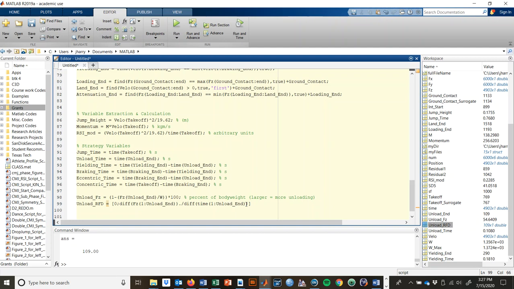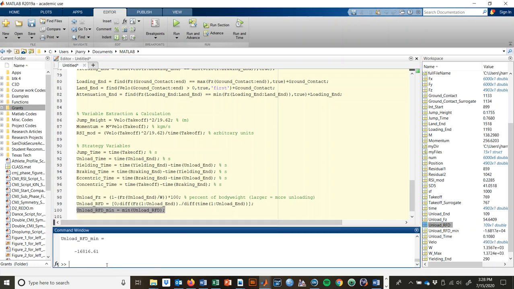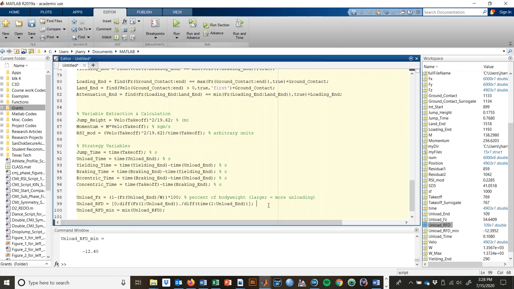Okay, and then after this, if you wanted to get the maximum or the peak rate of force development, we have to recognize that this is a negative, right? The force is changing negatively, so we'd want the minimum. And so that would be unload RFD min, whatever you want to call it, and take the minimum value of unload RFD. Okay, now this is non-normalized. If I wanted to, I would take this and normalize it to weight, and that would be body weights per second.